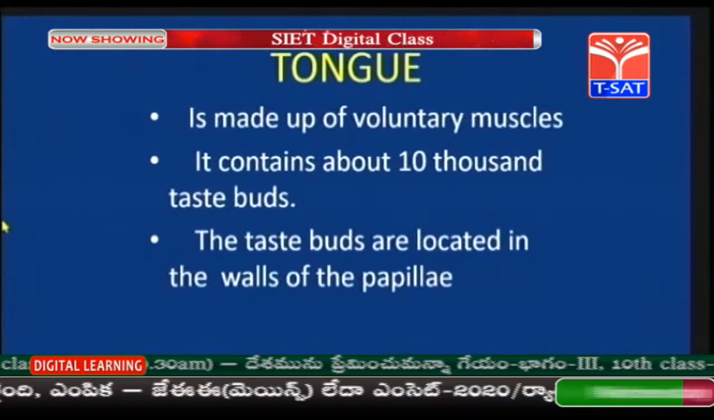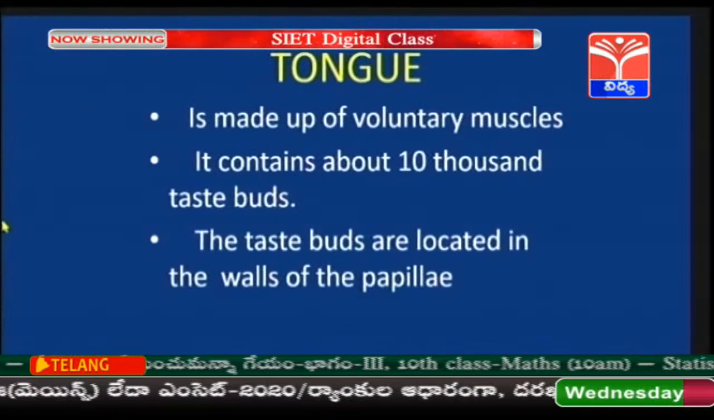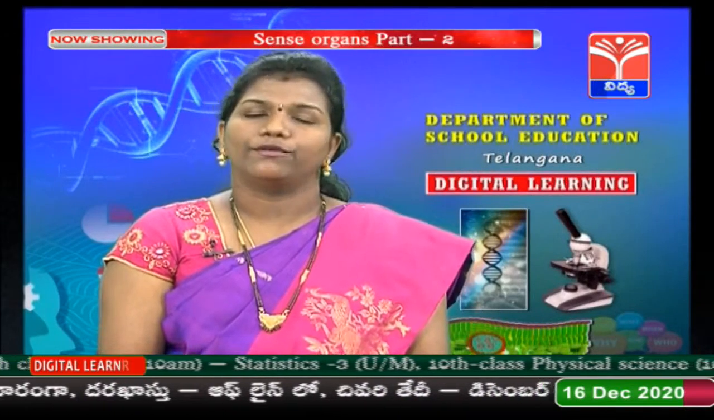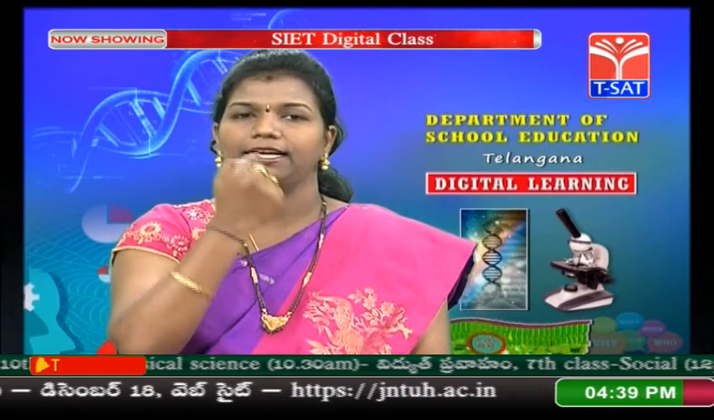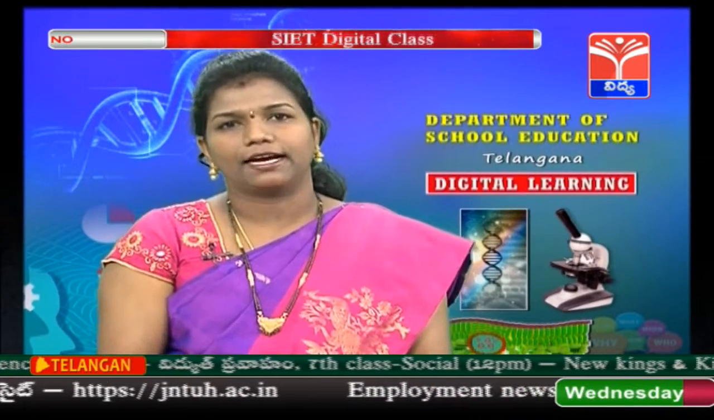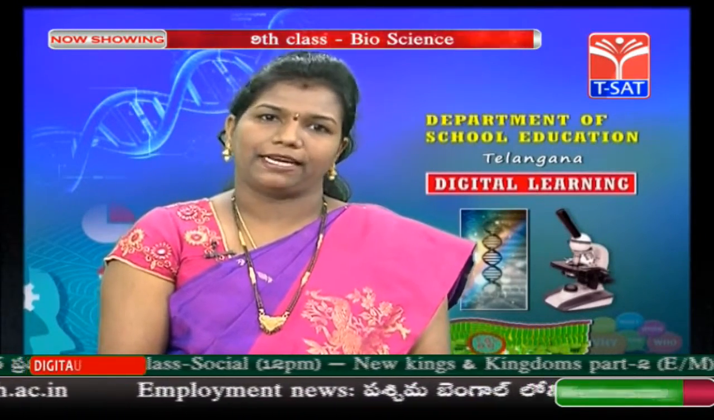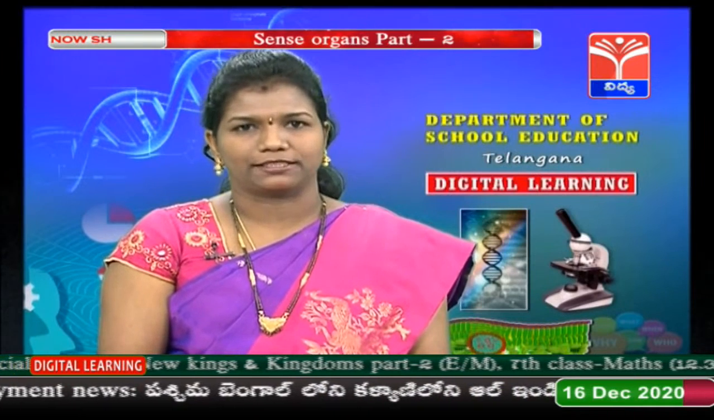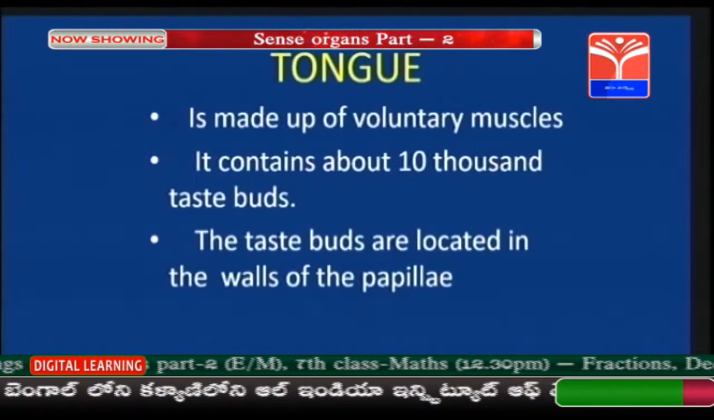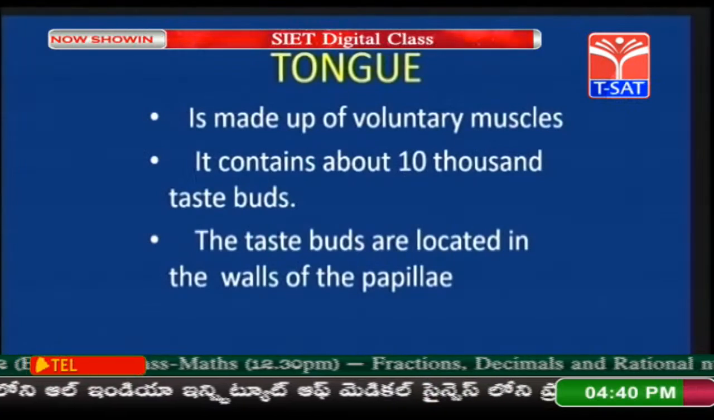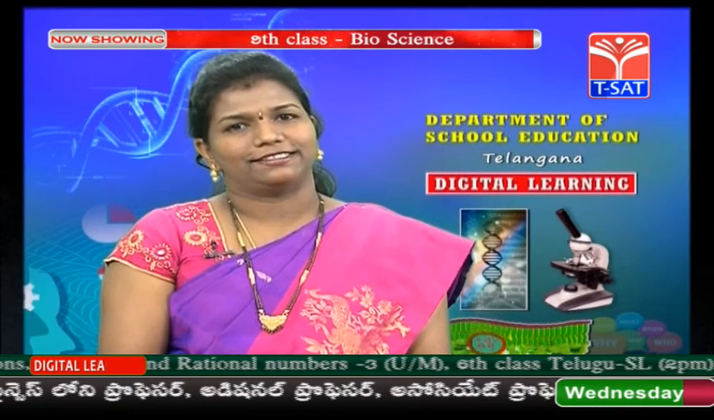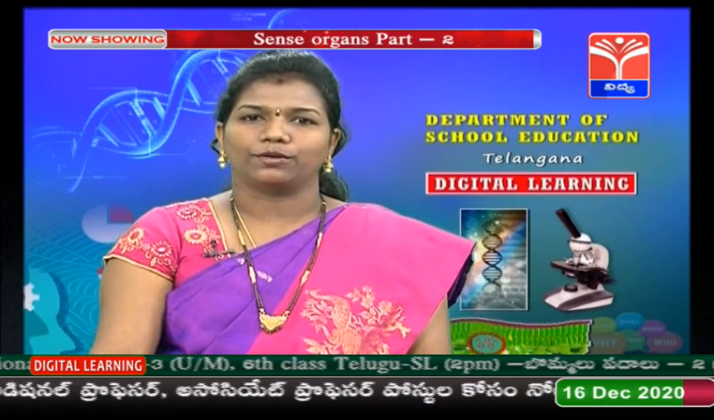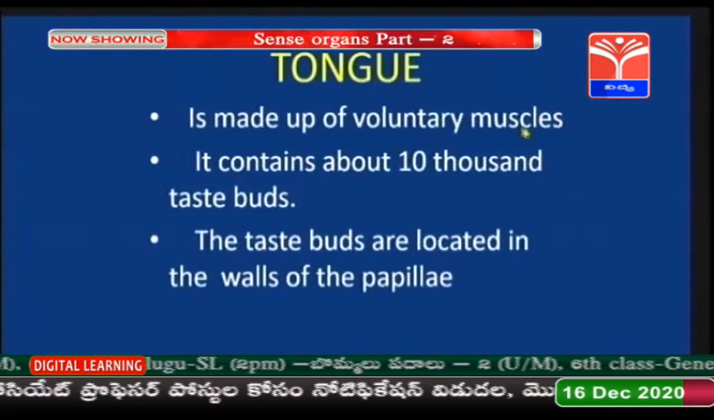Tongue. Children, the tongue is made up of voluntary muscle. Voluntary means that it is in our control. We can move our tongue, right children? So, this is the buccal cavity. These are the teeth and this is the tongue. This contains papillae. Papillae contain the taste buds. These taste buds will take the information to the brain whether the food is salty, sour, bitter, sweet. Right? So, the tongue is made up of voluntary muscles.